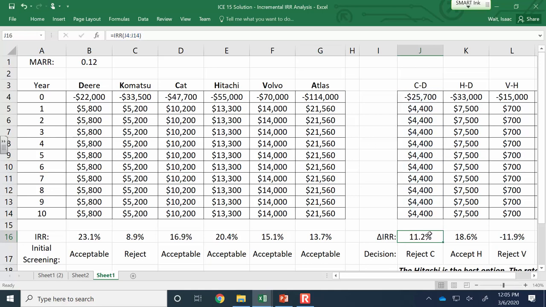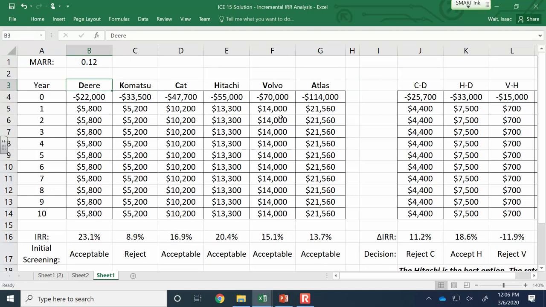And since the internal rate of return of the difference is less than the minimum, that means that the cat isn't good enough. More specifically, it means that the extra amount for the cat compared to the deer isn't good enough. And so we reject cat because it's less than the minimum. And so the next matchup, Hitachi versus deer. So I can't create these columns until I know the result of the first comparison of cat versus deer.